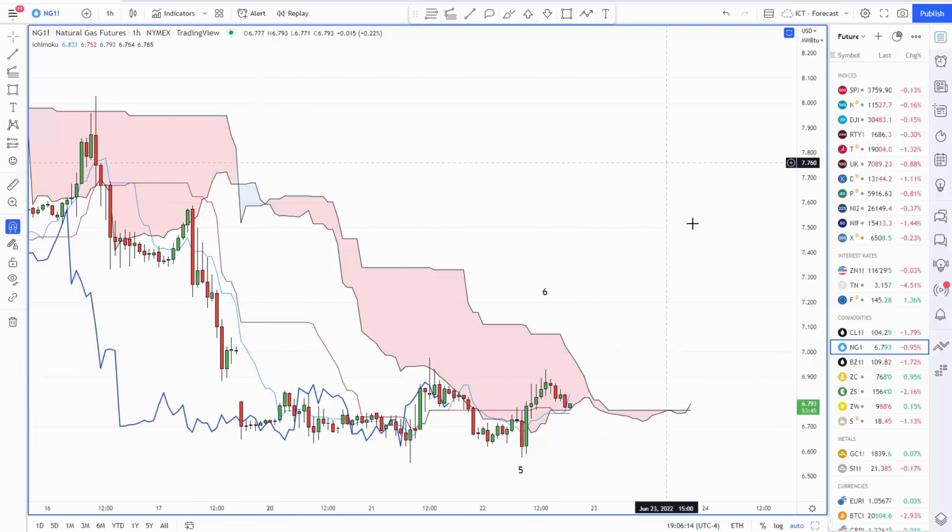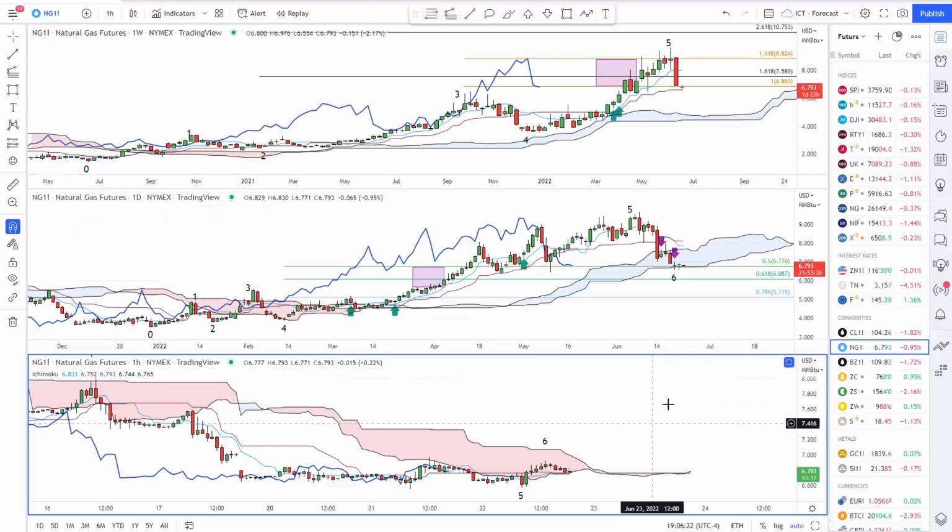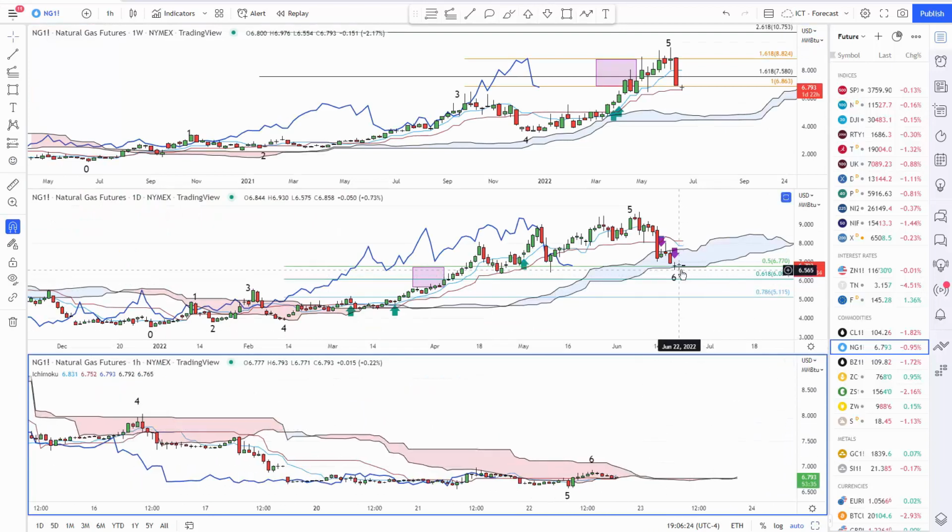If that gets broken, it's going to be off to the races up. By the time we do that, the cloud will be down here, and there'll be very little to stop this market to the upside. I don't think that's the most likely scenario, but that could happen. That would mean that we have bounced off the span B and are heading higher on natural gas.